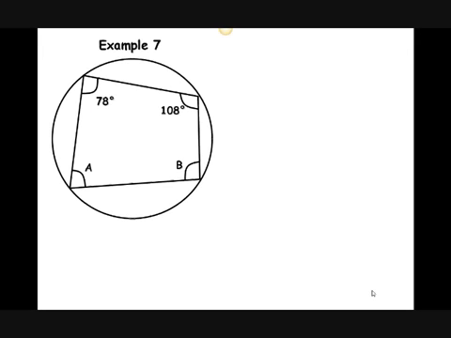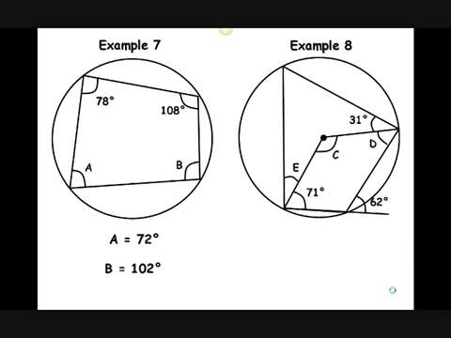Okay, let's look at some examples. So we can see we've got a cyclic quadrilateral there, and opposite angle A you've got 108 degrees, they've got to add up to 180 degrees, which means A must be 72 degrees. Opposite angle B, you've got 78 degrees, again they've got to add up to 180 degrees, so B must be 102 degrees.